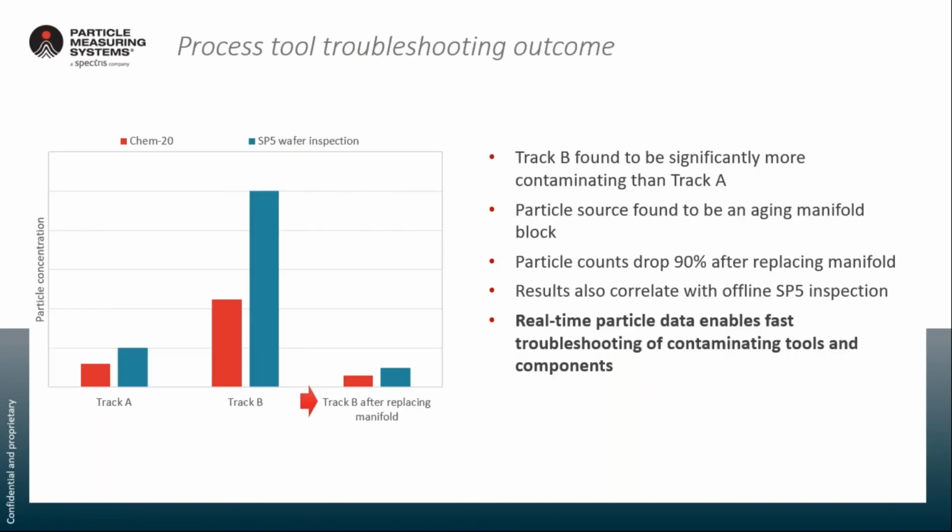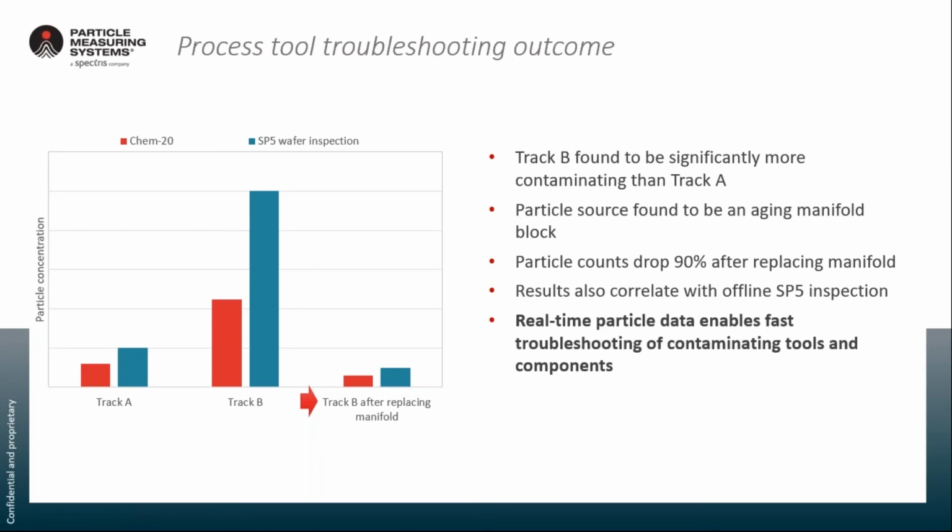The results are shown here for two different tracks, track A and track B. The red bars show the Chem 20 particle measurements at 20 nanometers, and the blue bars show the SP5 wafer inspection results. And we found that track B was significantly more contaminated than track A with both measurement results. And this was found after some troubleshooting to be caused by an aging manifold block in track B.